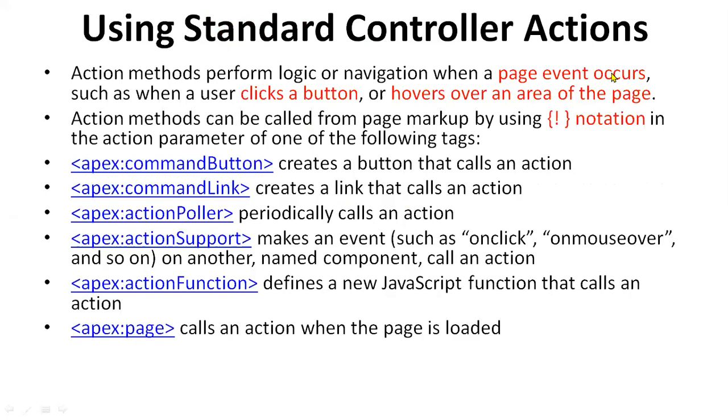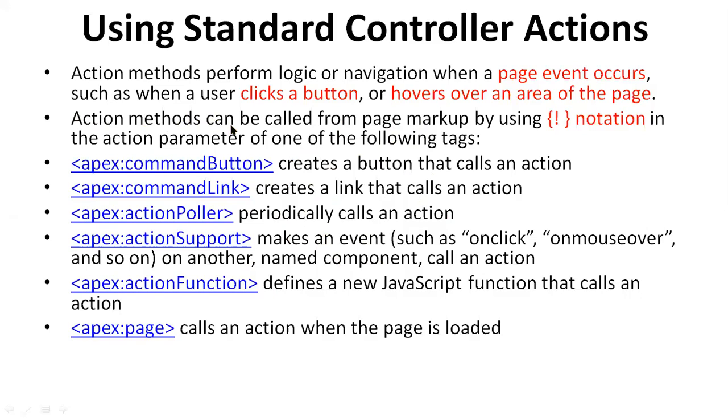What is an action in this case? An action is a method that performs logic or navigation when a page event occurs. How can you represent a page event? Clicking the button, double clicking the button, mouse over, and so many other page events are there. For the corresponding page event, an action is taken as a method. When you click the submit button, the corresponding action will be reflected.